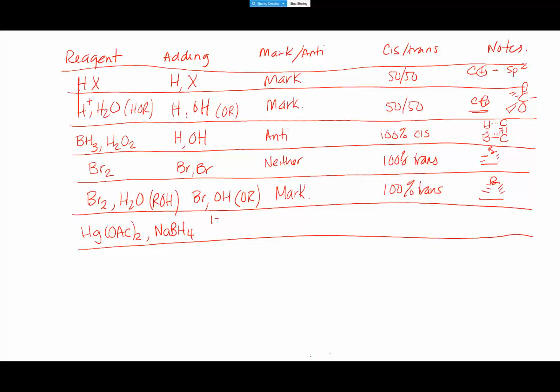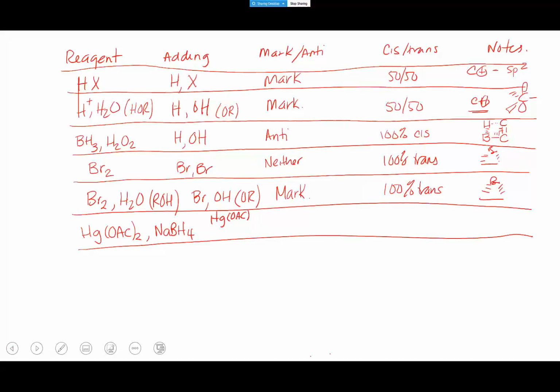Okay, so initially we're adding a mercuric acetate, which will become a hydrogen. And what's the second thing we're adding? Sorry, it should be mercuric acetate, water, and then we're adding the OH. So initially we add a mercuric acetate and a water, and then that mercuric acetate becomes an H with the sodium borohydride. So net result is we're adding H and OH.